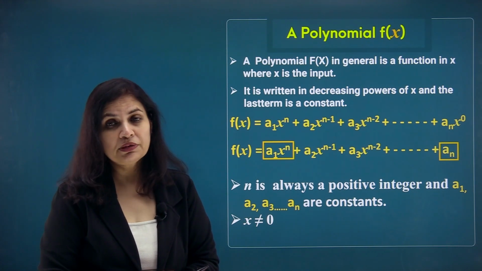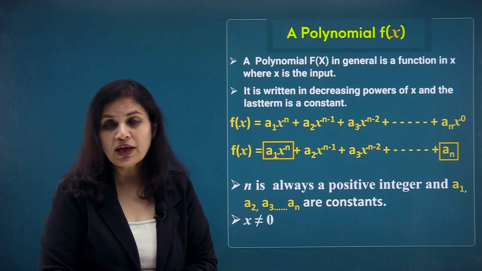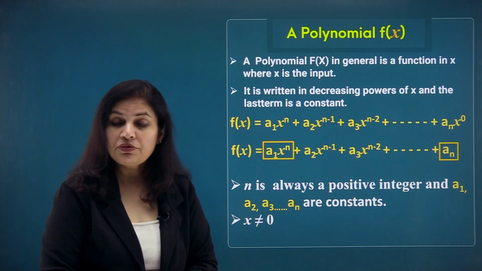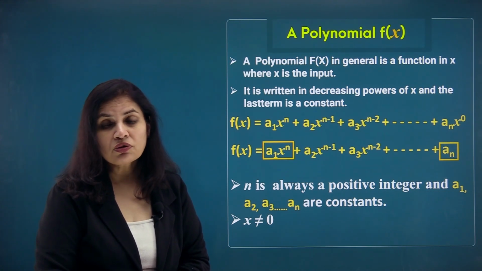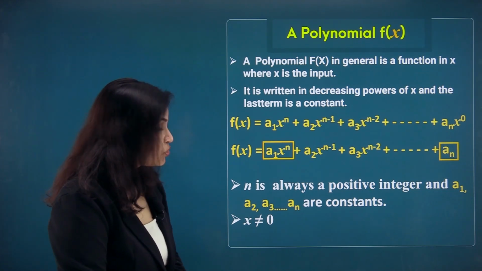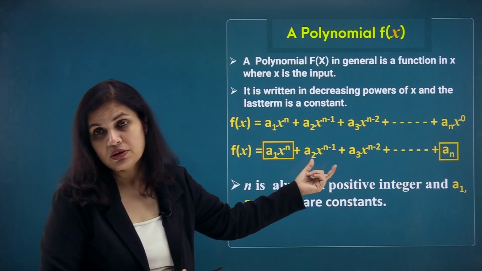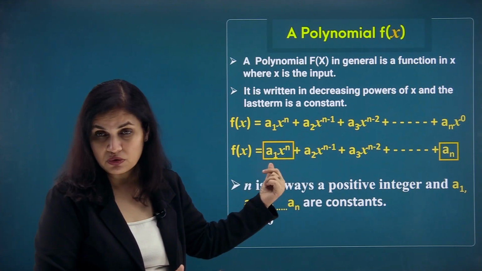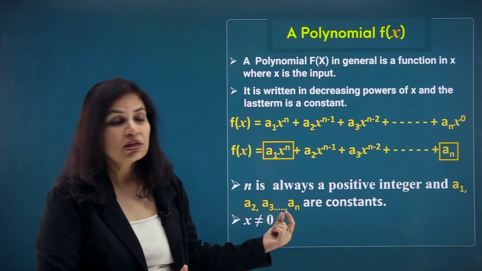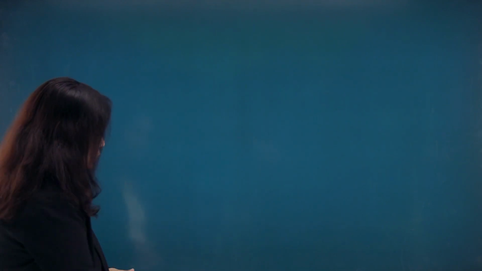Then you may ask me a question. It is not necessary that every polynomial will have an equal number of terms, right? There may be 2 terms or 3 terms or 4 terms. If a term becomes 0, that is not because x is 0, it becomes 0 because the constant value may be 0. Let us start with a few examples and understand polynomials better.